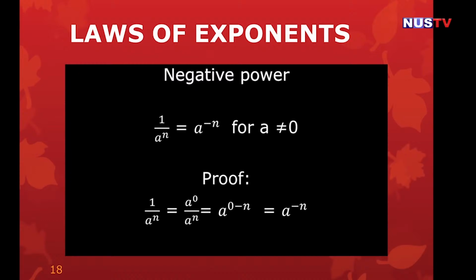For example, if you have 1 over a to the power of n, remember that just before this we said that 1 is the same as a to the power of 0. Remember? So, in the quotient law of powers, we can say a to the power of 0 divided by a to the power of n is equal to a to the power of 0 minus n. And 0 minus n means you have a to the power of minus n. And that's where the negative power comes from.